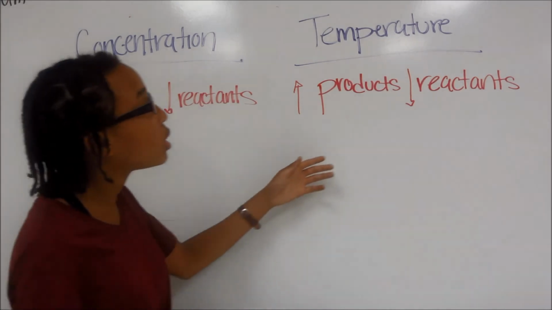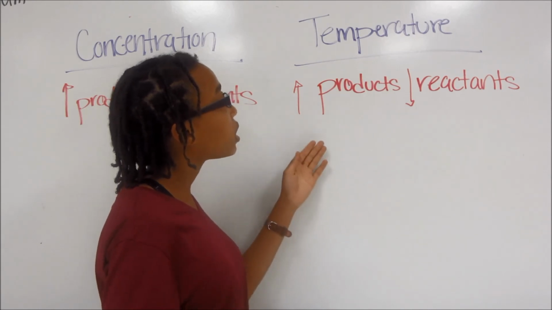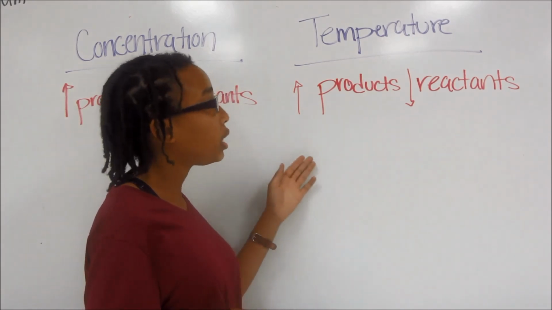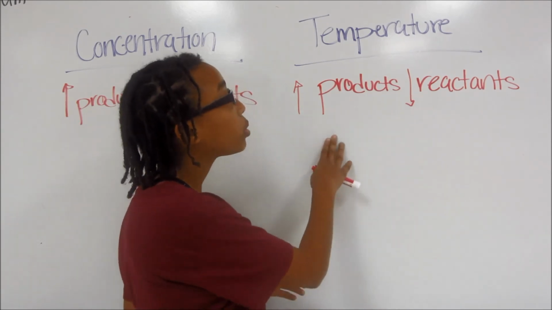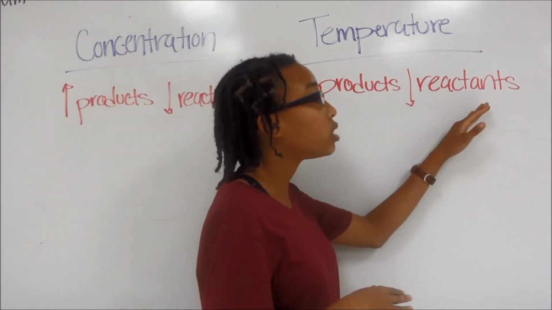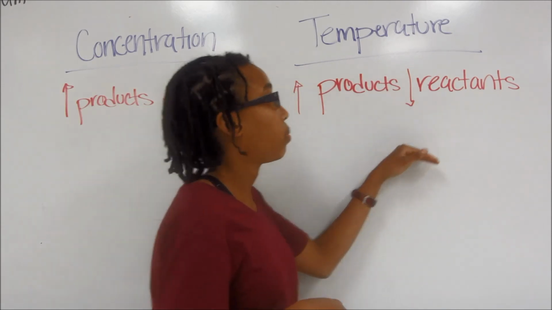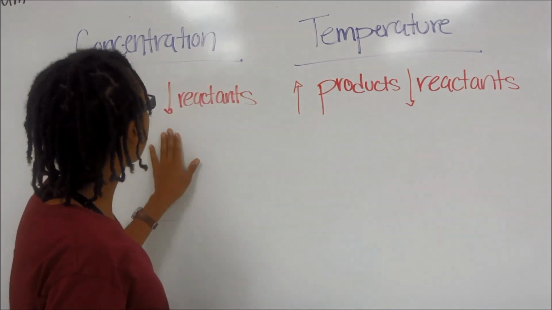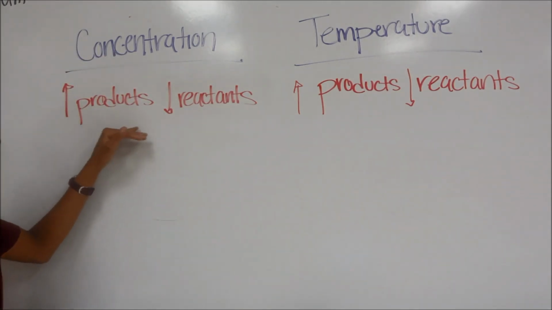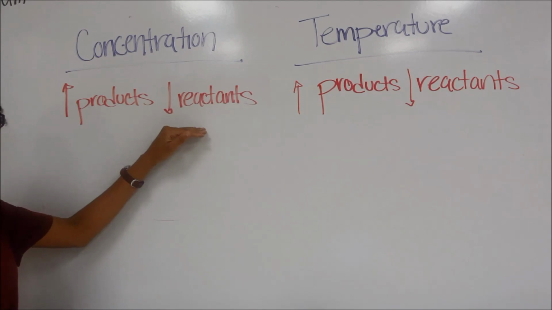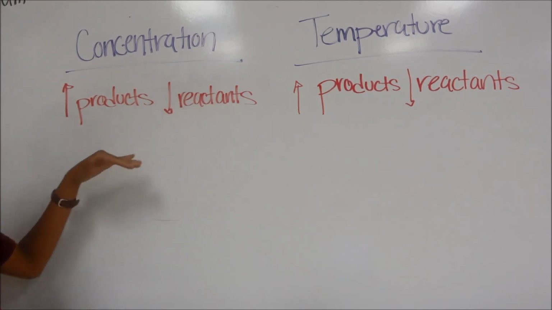This is also true in the temperature aspect. When the products have a higher temperature or more heat, the reactants will have a lower one. In this case, the equilibrium will move over to the reactant side so that the two can be somewhat balanced. This is also true in concentration. When the products have a higher concentration and the reactants have a lower concentration, the equilibrium will move over to the reactant side so they are somewhat balanced.